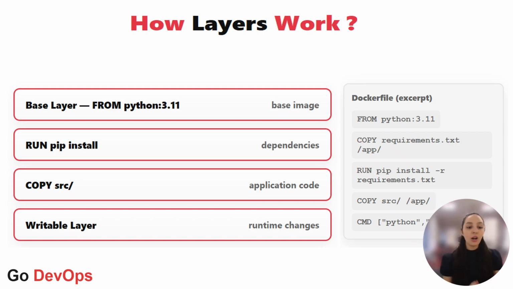And all of these layers are actually read-only and immutable. Once created, they don't change. But when you run the container, Docker adds a thin writable layer on top, and that's where any changes at runtime actually happen.